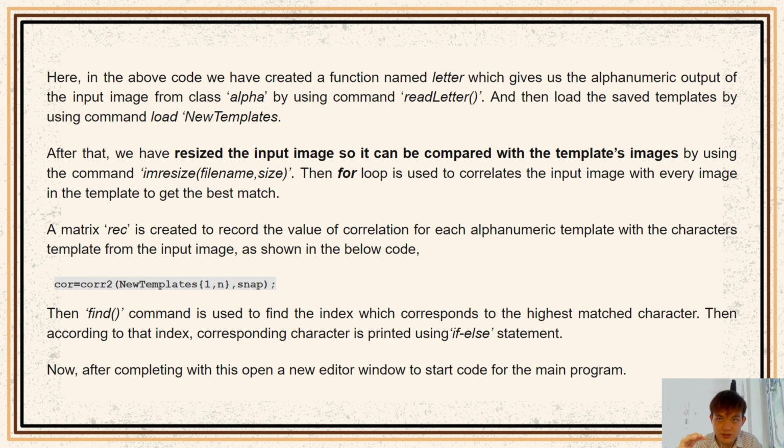And then like just now I have mentioned, we need to resize the input image so that it can compare with the template image. And then the for loop is used to correlate the input image with every image in the template in order to get the best match.